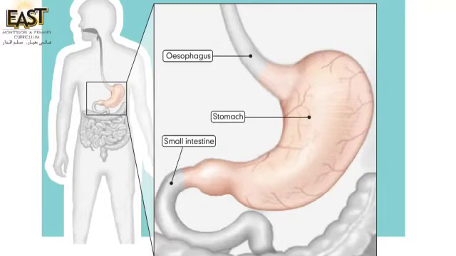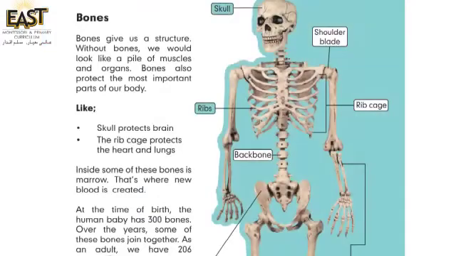Then you will read about bones and different types of bones: shoulder bone, shoulder blade, rib cage, backbone, something very important, ribs, hip bone, upper limb, lower limb. So these are your bones. So you will read about bones. And remember, you need to read this passage. Bones give us a structure. Without bones, we would look like a pile of muscles and organs.